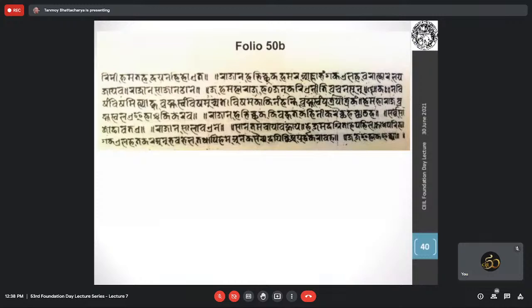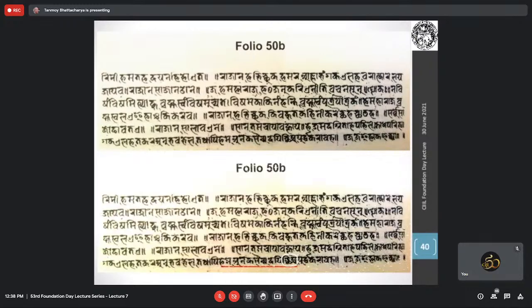This is folio number 50B. And this is actually written in the Newari script, although you can actually read it. And the crucial thing appears in the last line. I have marked it in the next picture. And this is like, Aneka Saina Dei Chia. Okay, that Chia part I have underlined.